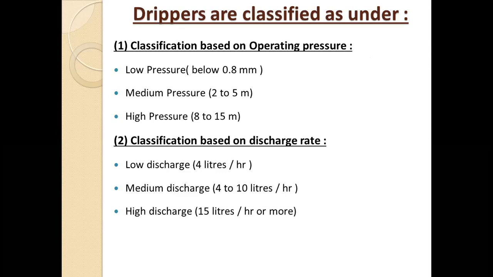Mainly drippers are classified under three categories. First is the classification based on operating pressure, in which low pressure is below 0.8 m, medium pressure is 2 to 5 m, and high pressure is between 8 to 15 m. Second is classification based on discharge rate. First one is low discharge, which is below 4 liters per hour. Medium discharge is between 4 to 10 liters per hour. And the last one is high discharge, which is 50 liters per hour or more.